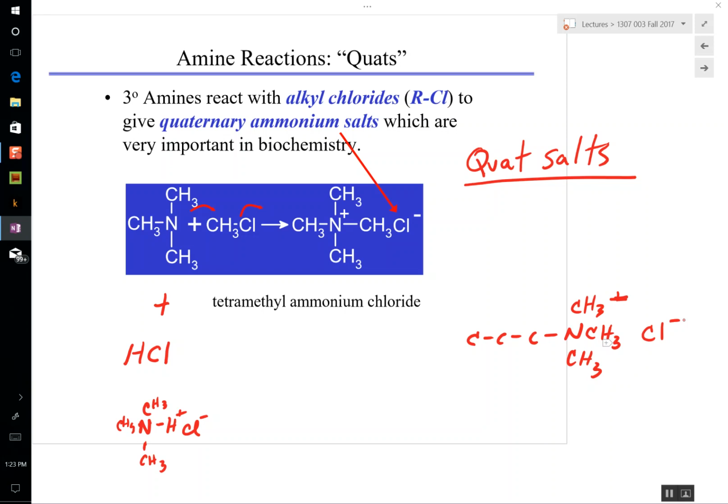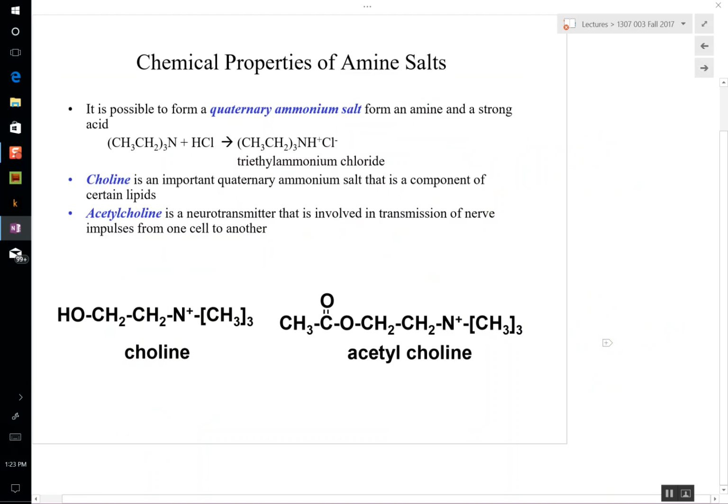But that's quat salts, and you're going to see the quat salt come up here, like right here. These are biologically relevant molecules. Choline is a quat salt. Acetylcholine, what you've done, you've just put an acetyl group on. You've turned this into an ester. Here's an alcohol. React it with acetic acid. You get acetylcholine, a quat salt.